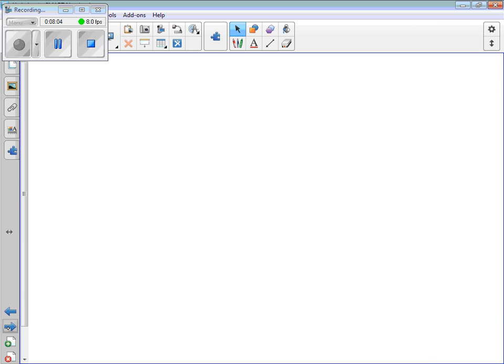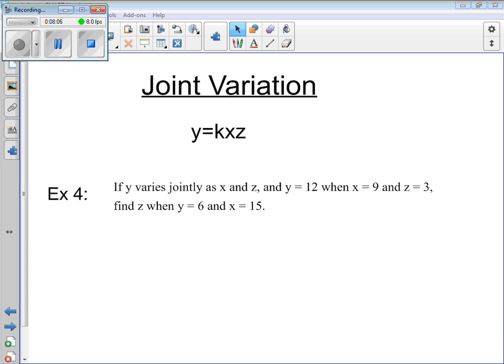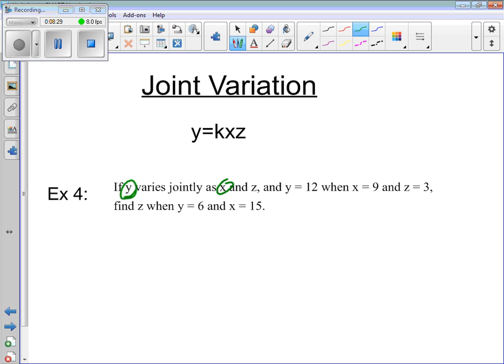Next equation, joint variation. Another equation. This is just Y equals K times X times Z. Again, same scenario. It'll tell you a first scenario, and this is if Y varies jointly as X and Z. Y equals 12, and we can just substitute that in. So 12 equals, X equals 9, Z equals 3, we don't know what K is. Always find K right away.